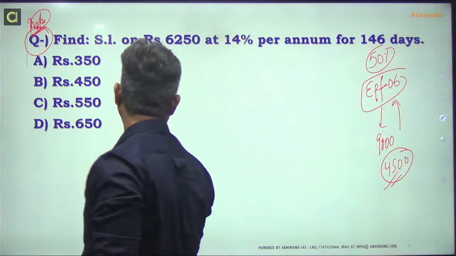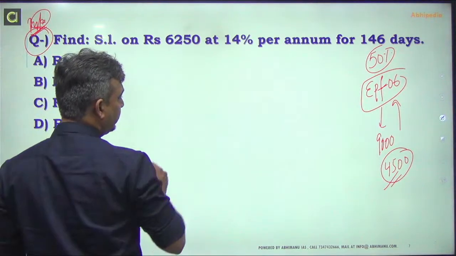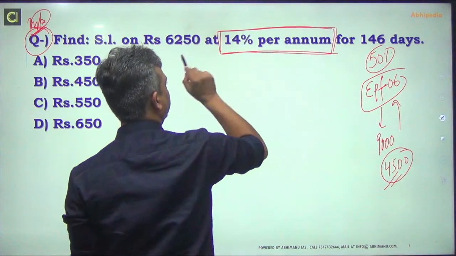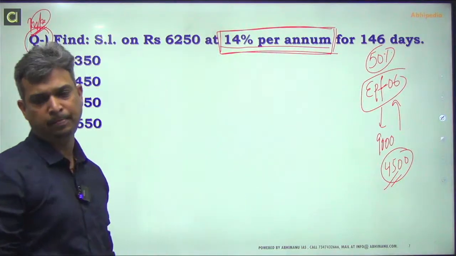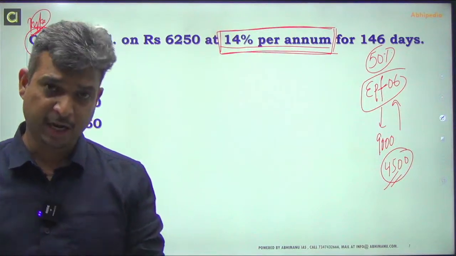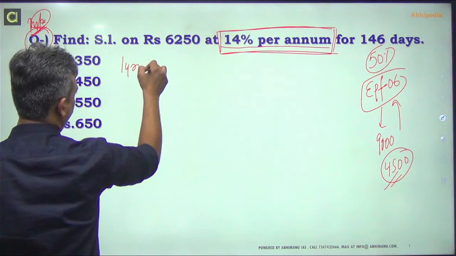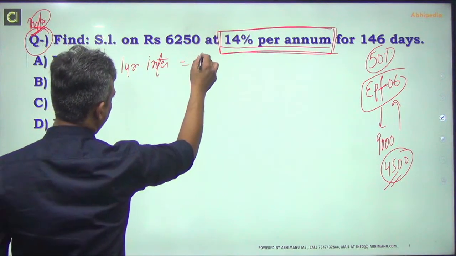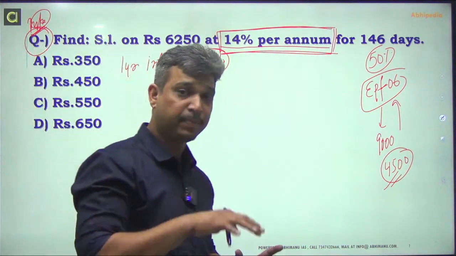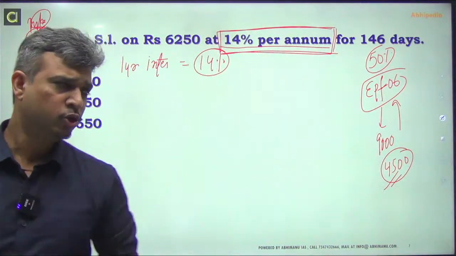Find simple interest on 6250 at 14% per annum for 146 days. 14% per annum. What do you mean by that? If I underline this line, 14% per annum, what do you mean by that line? It means 1 year interest is equal to 14%. You can say that we are getting a total of 14% interest in a complete 1 year. Isn't it? Yes or no?